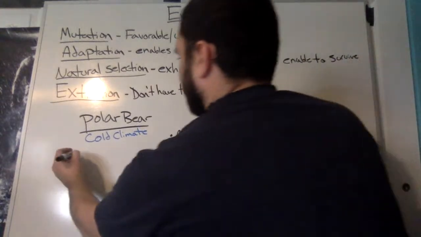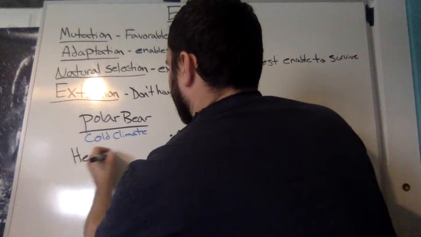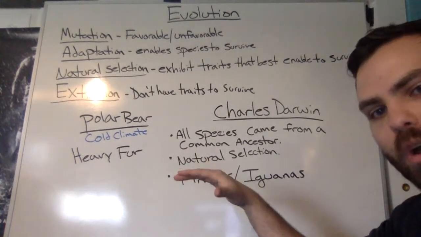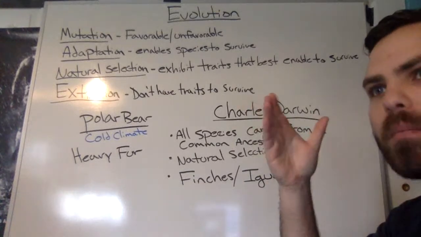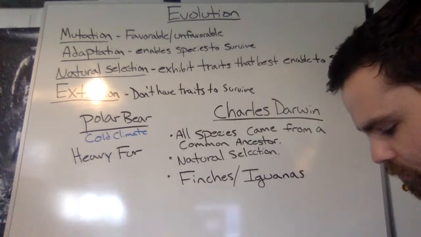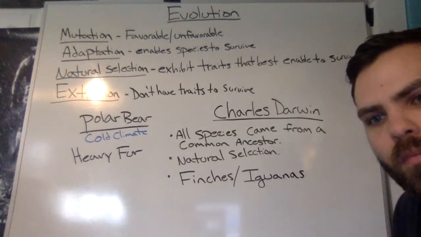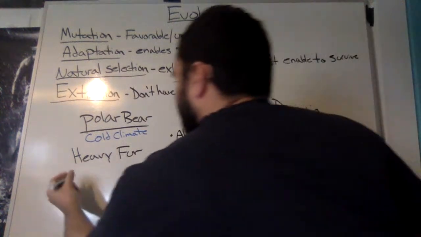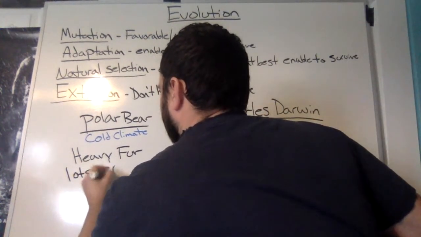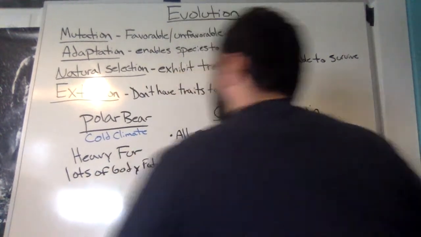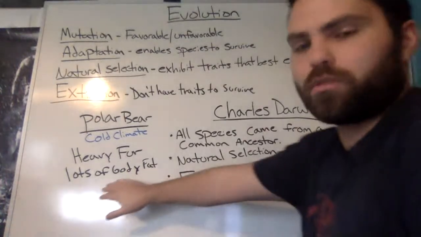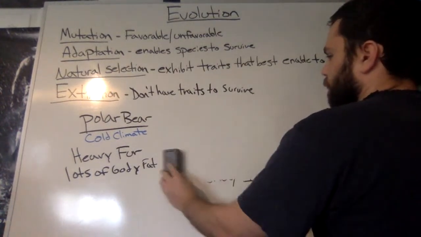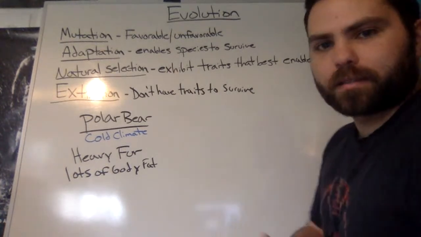So they have heavy fur. All right. So that heavy fur is keeping them warm. What else do we know about polar bears? Just off the top of your head. Are they a large animal or are they kind of small? They're huge, right? So polar bears actually have lots of body fat. And because they have lots of body fat, they're able to keep themselves warm in cold climates. All right. So I'm actually going to erase this right here, and then we're going to go to our next example.